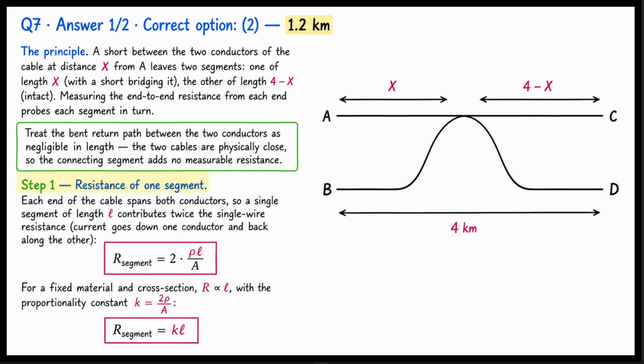Step 1. Resistance of one segment. Each measurement spans both conductors. Current goes down one and back along the other. A segment of length L therefore contributes twice the single-wire resistance ρ times L over A. So R segment equals 2ρL over A equals k times L, where k equals 2ρ over A is a constant for this cable. Resistance scales linearly with length.